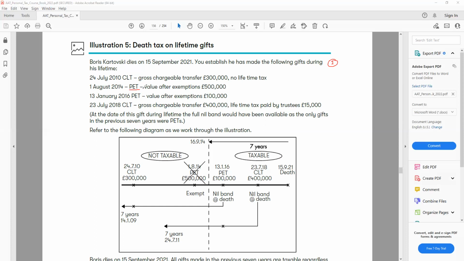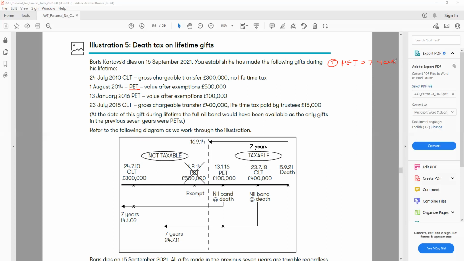For example, if the person gives the gift to anyone in 2010, and if the person survives at least 7 years, so up to 2017, and if he dies after, that will be fully exempted. So even if the person dies, he doesn't have to pay any tax on that amount. But obviously, if the person dies, normally the tax will be payable by whoever received the gift. So this is the first thing you have to remember. PET could be exempted if the person survives more than 7 years from the date of the gift.